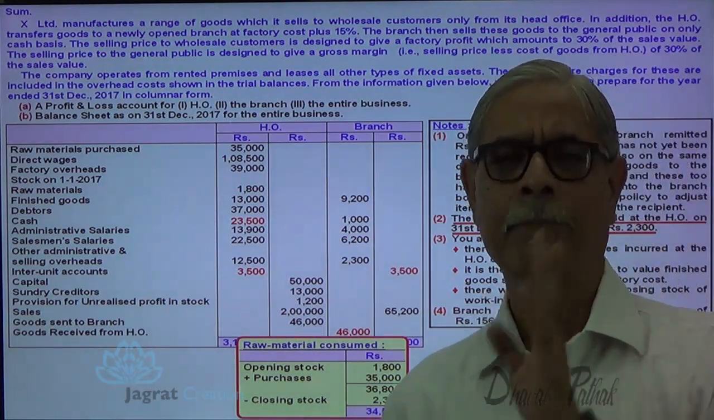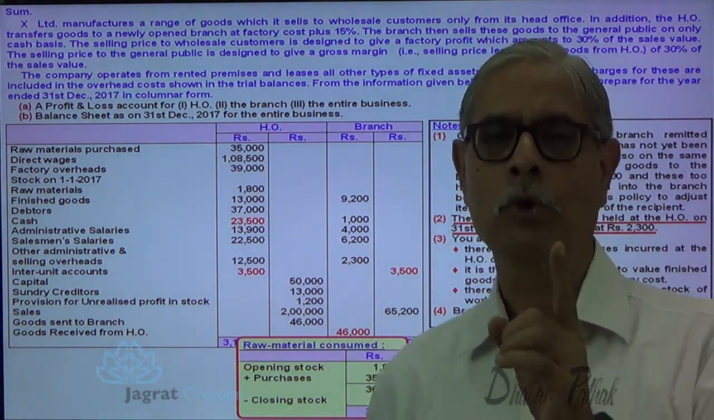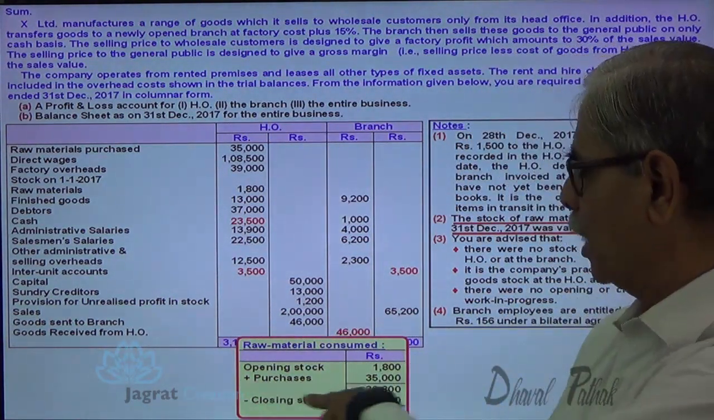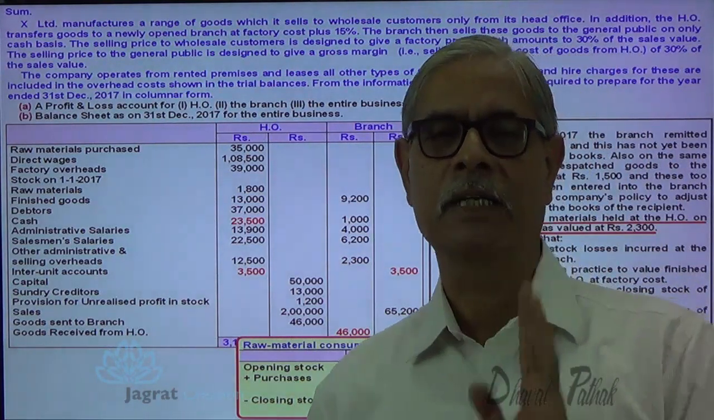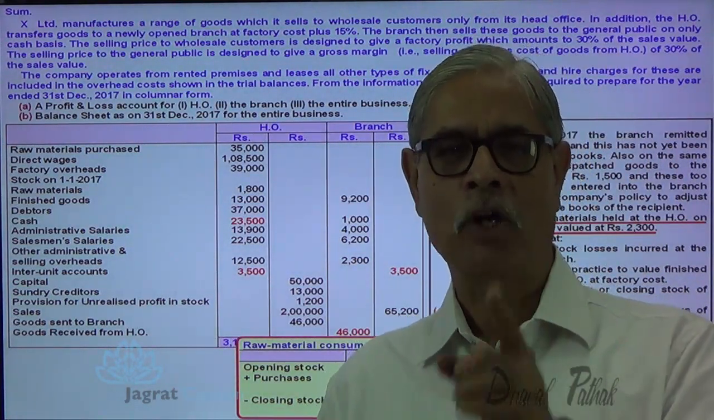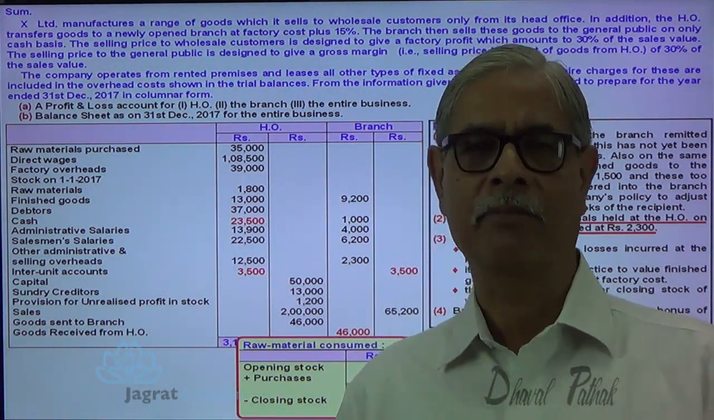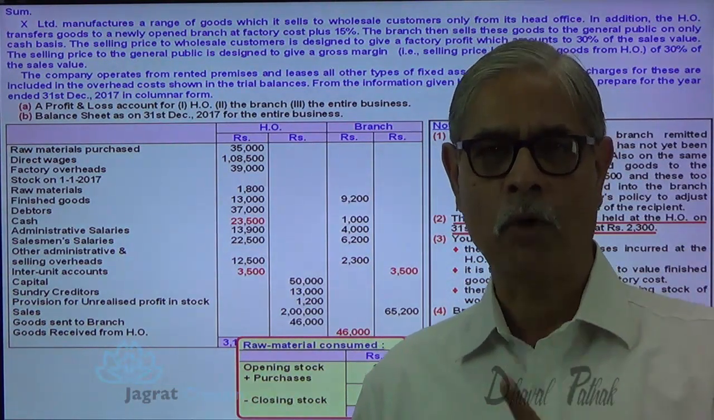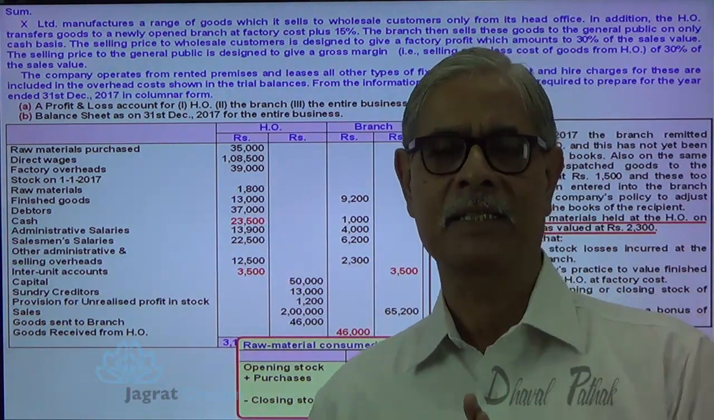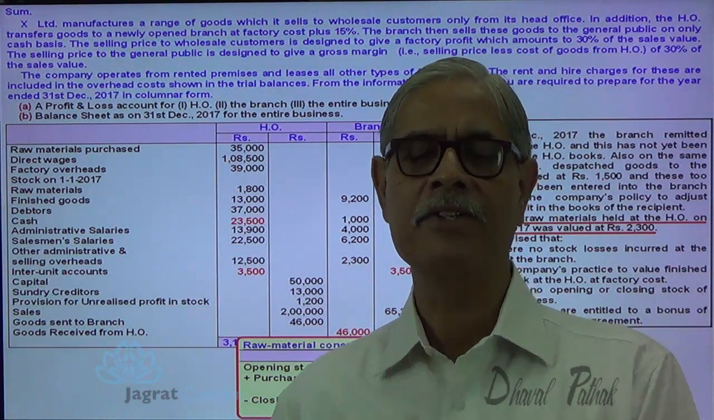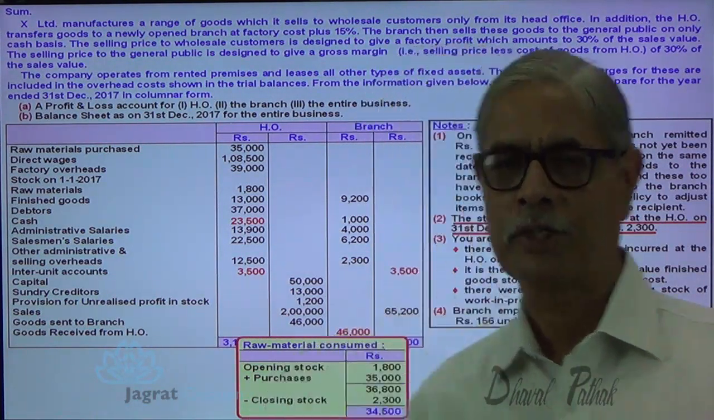So in my trading and profit and loss account, when I'm going to prepare it, I'm going to record this material consumed 34,500. By recording this material consumed in my trading and profit and loss account, I'm going to avoid the recording of opening stock, purchases and closing stock separately in the trading account. That's an important point to be noticed.